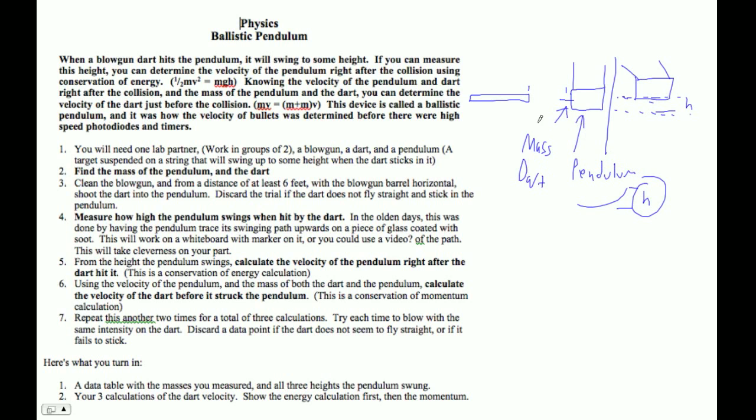and this height, and you can figure out the velocity the dart had when it struck this pendulum. So find the mass of the pendulum and the dart, measure how high it swings, and calculate the velocity right after the dart hit. I'll show you these calculations. All you turn in is a data table with the masses you measured, and then the 3 heights that it swung, and then show your 3 calculations of the dart's velocity. And that's it. There's no conclusion or anything like that.